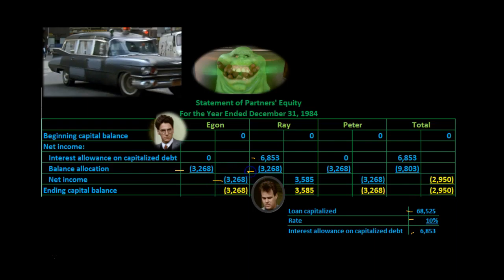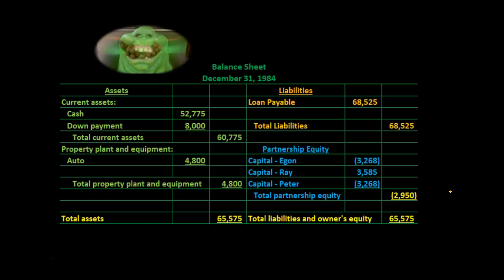Ray, we're going to allocate the $3,268 as well, but Ray already had been allocated this $6,853. So if we net those two out, then Ray actually has a positive balance from the partnership of $3,585. Peter then is going to be allocated $3,268, meaning Peter owes the company this $3,268. And if we add these three up, then that's going to give us our allocation of income at this time, which would appear on the balance sheet. That's how we're getting this breakout for this equity, which is basically just the net income at this time.